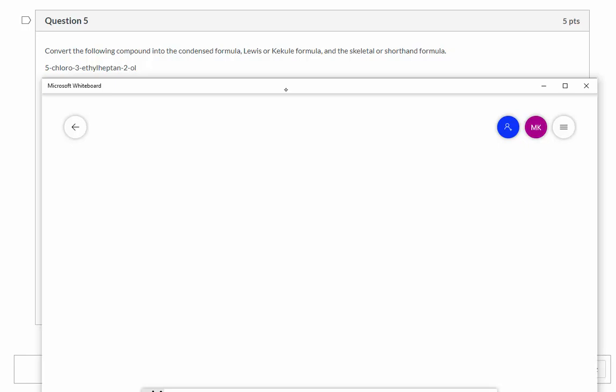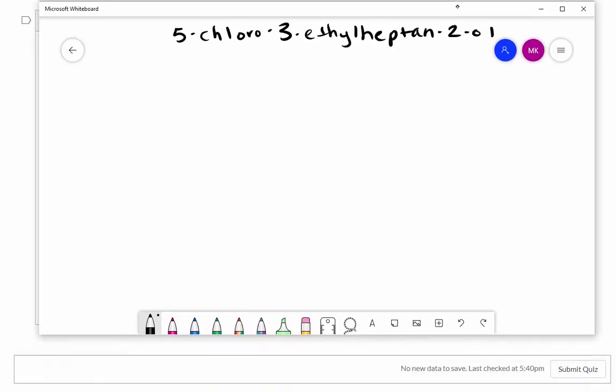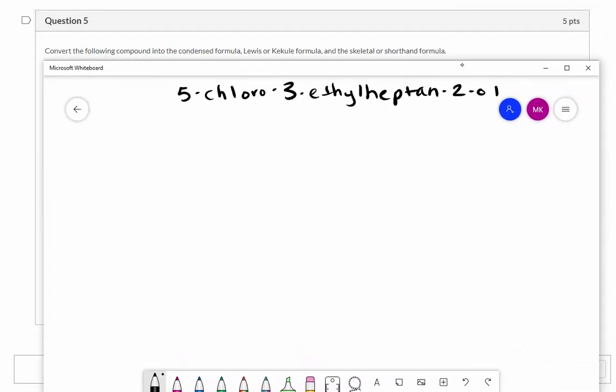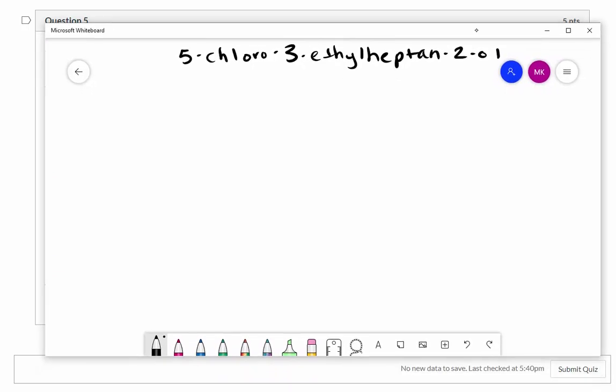So we're going to start by taking this compound name 5-chloro-3-ethylheptan-2-ol. And we're going to draw the condensed formula, the Lewis or the Kekulé formula, as well as the skeletal or shorthand formula. Now, it's my opinion that starting with the skeletal is the easiest. If you want to start with one of the other ones, go right ahead, knock yourself out.